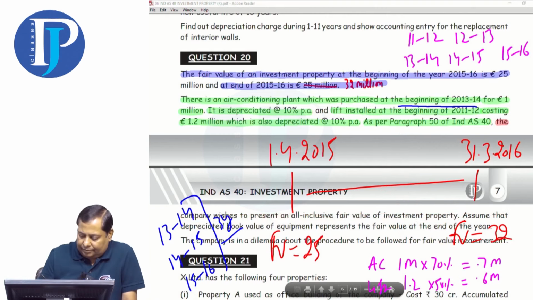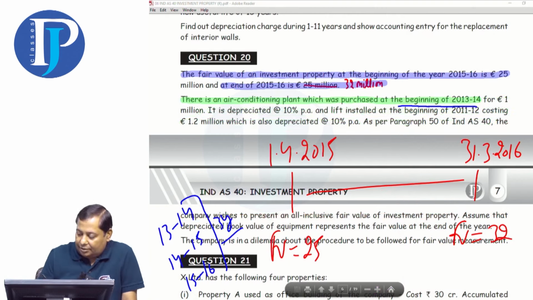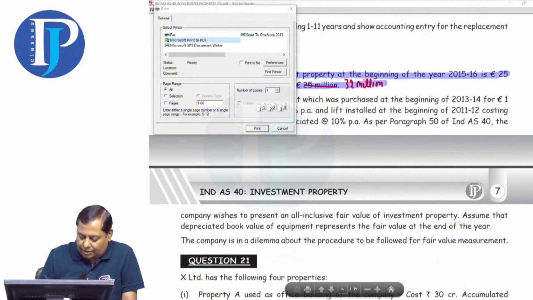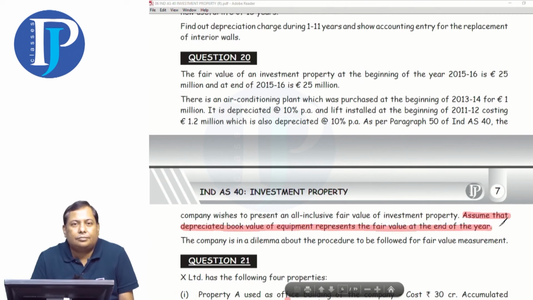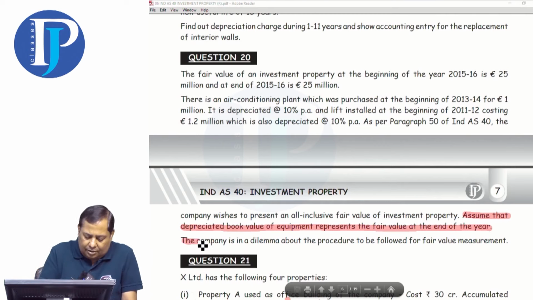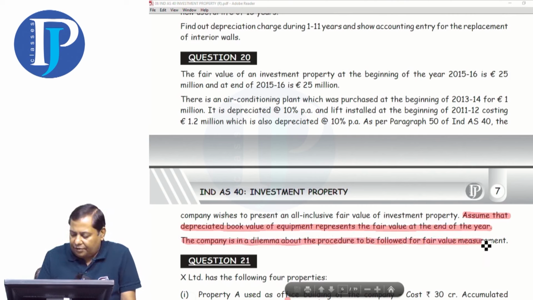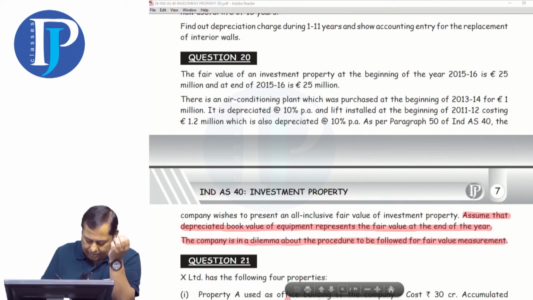Okay. So what does the question say? Let me see. I have explained the question. Cancel it, move forward. Assume that the depreciated value of the equipment represents the fair value at the end of the year. This says that for the lift and AC, the fair value will be the book value after deducting depreciation. Its fair value was not measured separately. The company is in a dilemma about which procedure to follow for the fair value measurement.